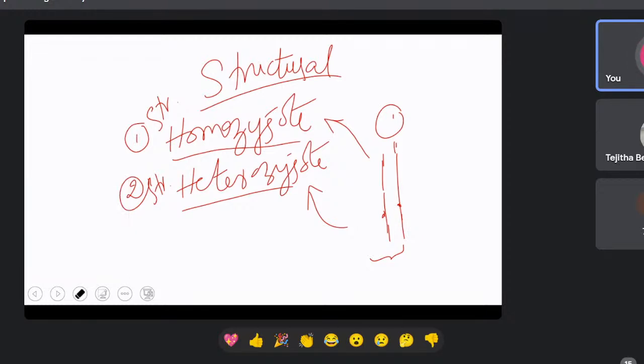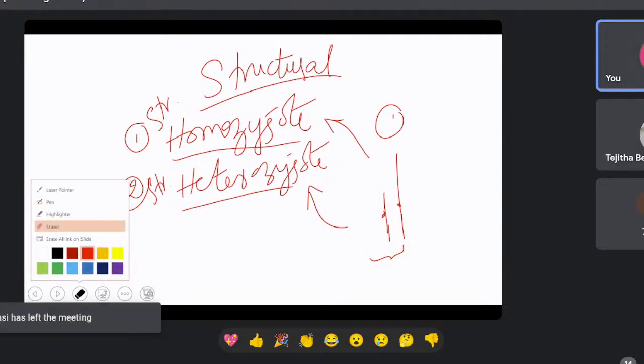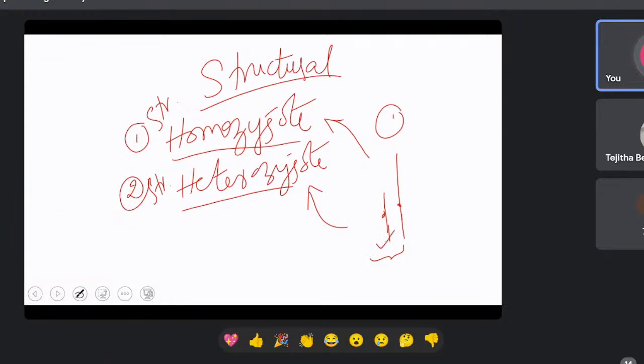What is that mutation? A part of the chromosome is lost. If the part of the chromosome is lost in only one chromosome, then it is a heterozygote.